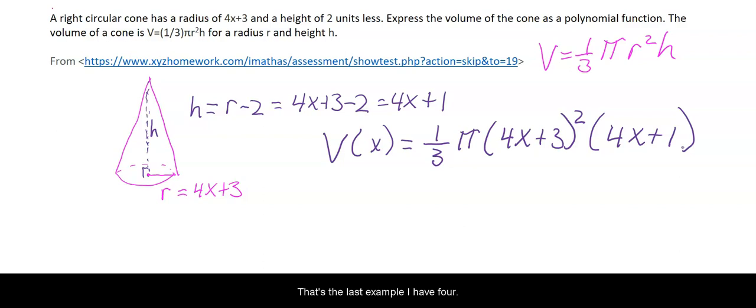That's the last example I have for section 5.3, and I hope this has helped to explain the material.